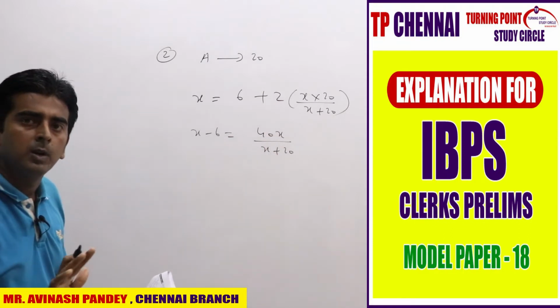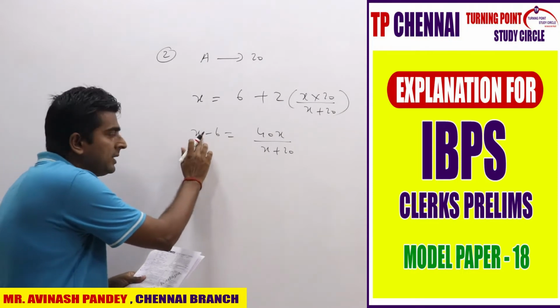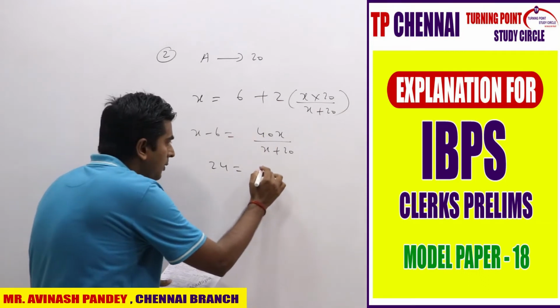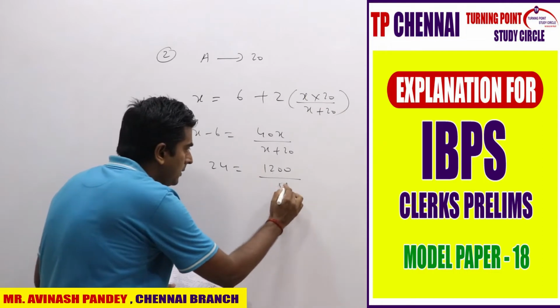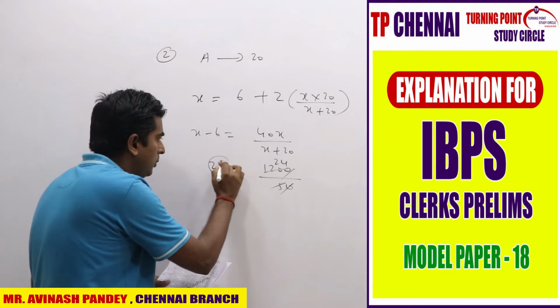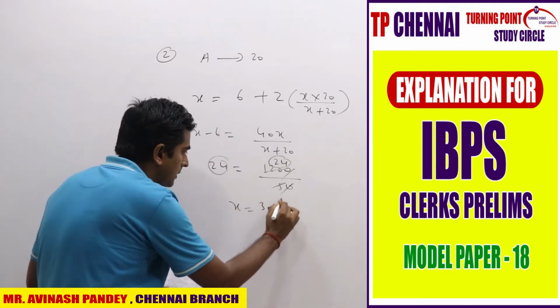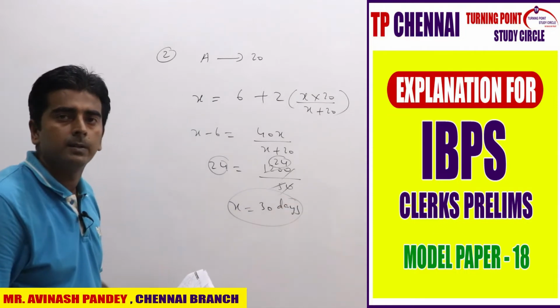Now the best way is the option method. When you see the second option, 30, if you substitute here, what is 30 minus 6? It is 24. If you substitute 30 here, what is 40 into 30? It is 1200, and 30 plus 20 is 50. So my answer is again 24. So LHS is equal to RHS. That means B, or X, is 30 days. My answer is 30 days, which is the second option, right?